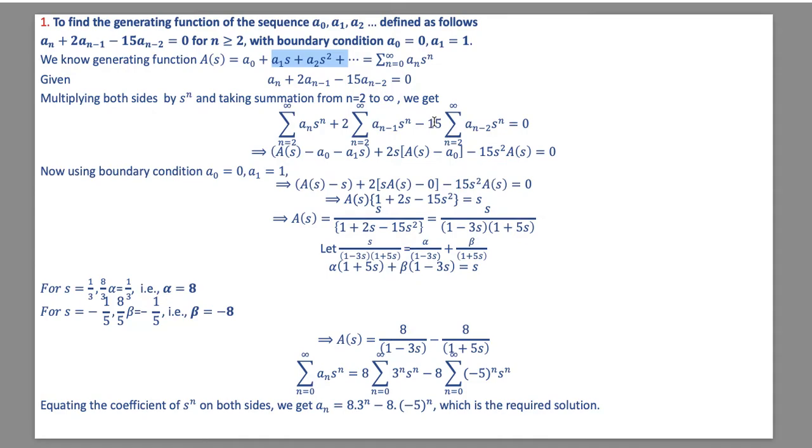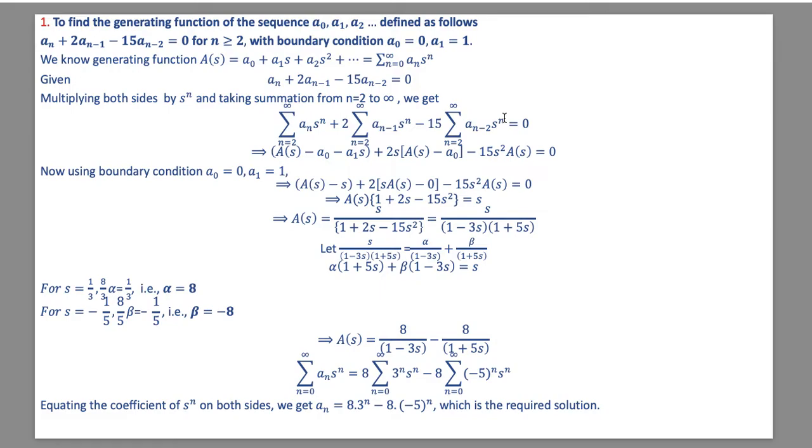Now for the next term, for n equal to 2, this is a0 s square, but here it is a naught. So a0 s square, then we have a1 s cube, then we have a2 s^4 and so on.